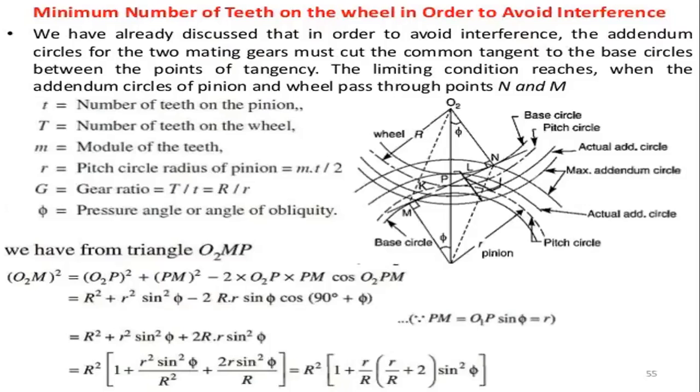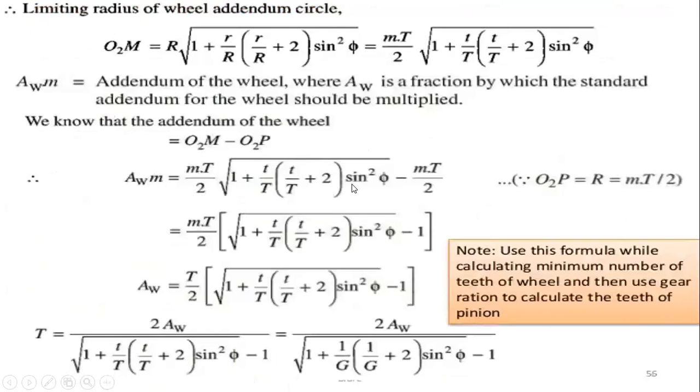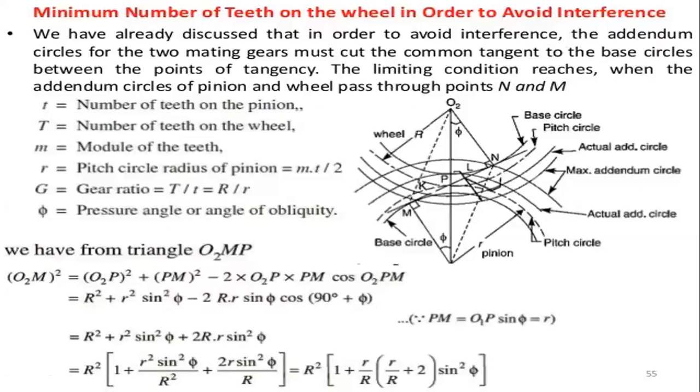Then we find the formula as R square plus r square sin square phi plus 2 into capital R into small r sin square phi. By substituting, in total we get R square into 1 plus small r by capital R into small r by capital R plus 2 into sin square phi. This is the equation found from the triangle O2MP.